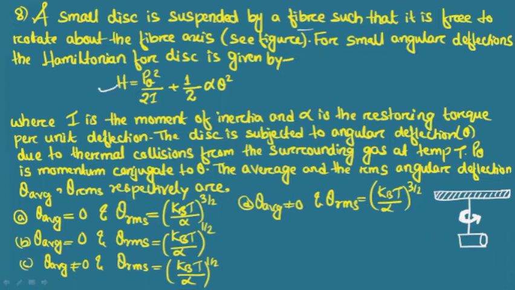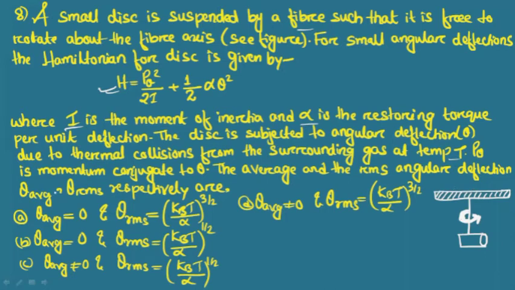The Hamiltonian is given here for small deflections. I is the moment of inertia. Alpha is the restoring force. Now you see restoring torque per unit deflection. The disk is subjected to angular deflection theta due to thermal collisions from the surrounding gas at temperature T. Here P theta is the momentum conjugate to theta. The average and RMS angular deflection, that is theta average and theta RMS, is what?